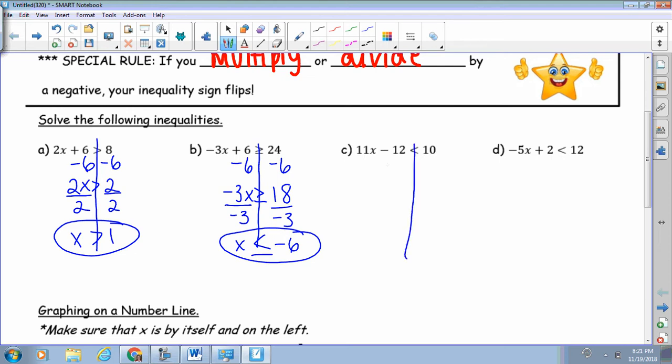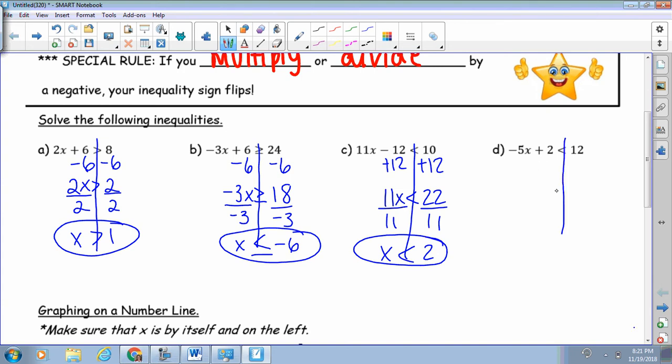Okay, I have minus 12, so that means I'm going to add it. 11x is less than 22. Divide by 11. X is less than 2. Here I'm going to subtract 2. Negative 5x is less than 10. Divide by negative 5. X is greater than negative 2.